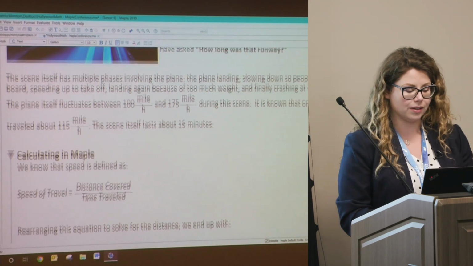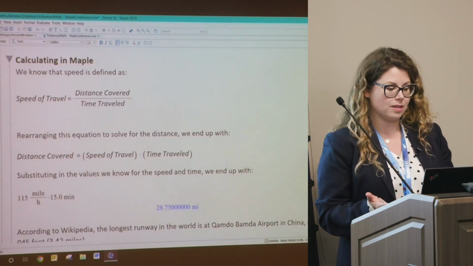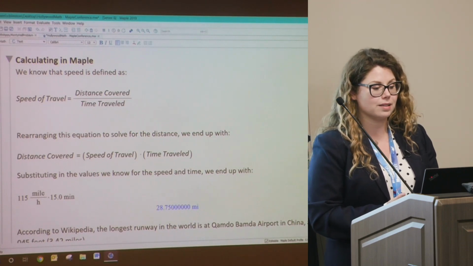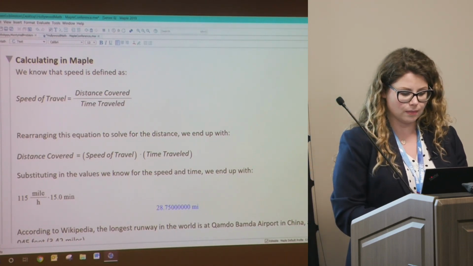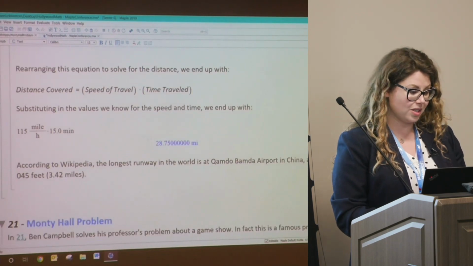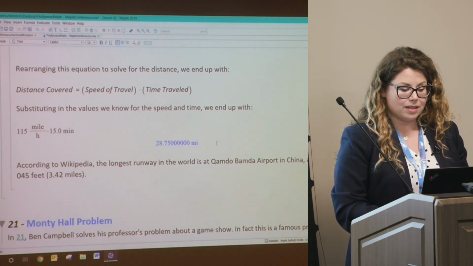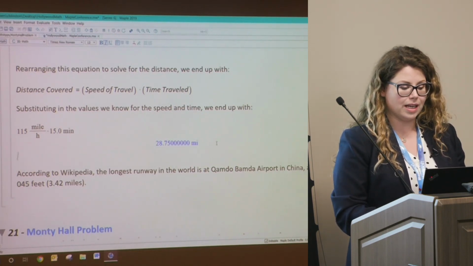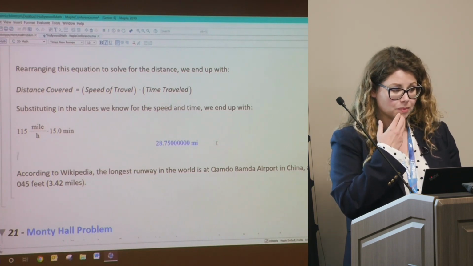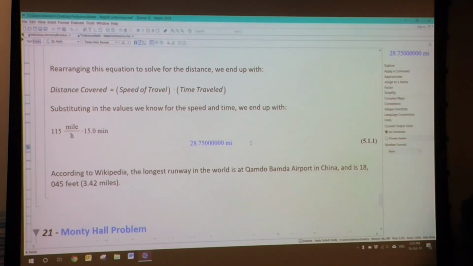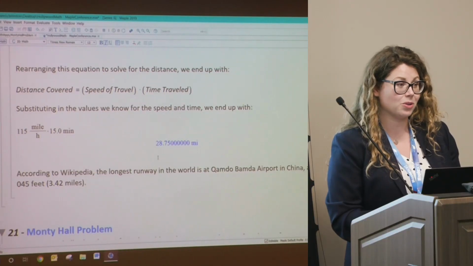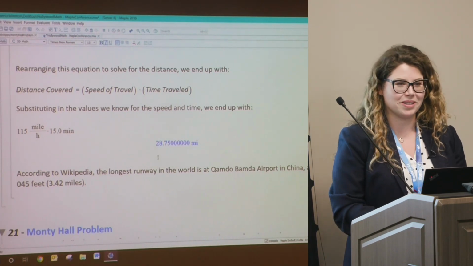So, we can do this calculation. It's a pretty simple speed of travel multiplied by time to get distance. Substituting in those values, 115 times 15 minutes, we ended up with 28.75 miles. According to Wikipedia, the longest runway in the world is at Qamdo Airport in China and is actually 3.42 miles. So not even close to our very, very long runway in this movie.